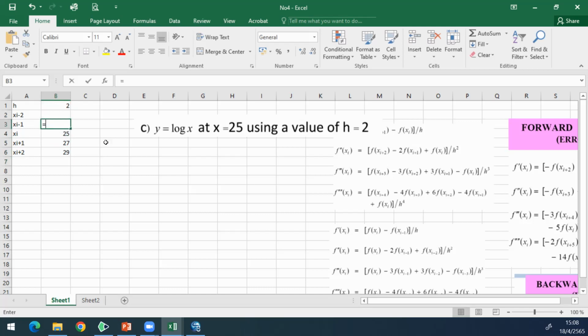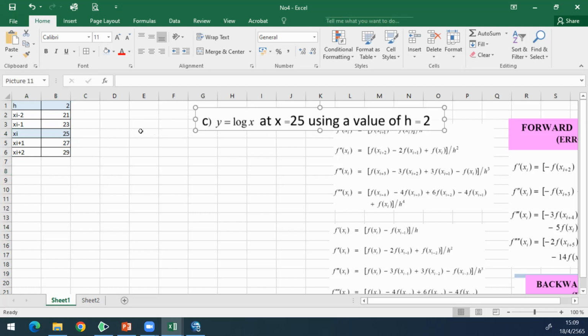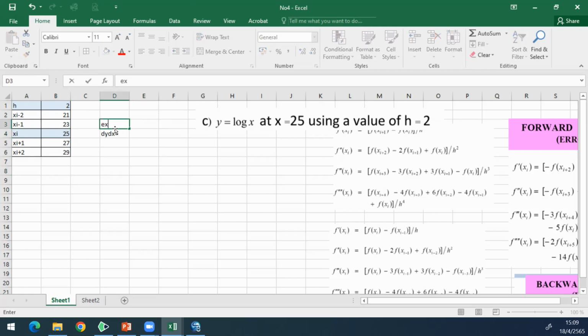It should be the same: x minus h, and it should be x minus 2h. After that, what is the exact value? We use this formula, which is equal to what? 1 over x.